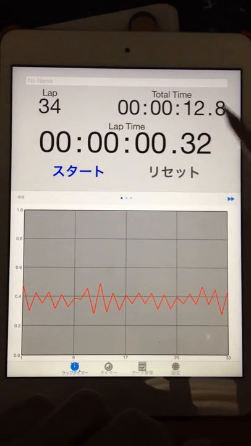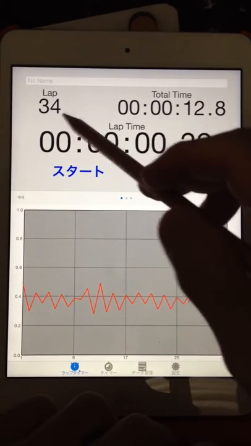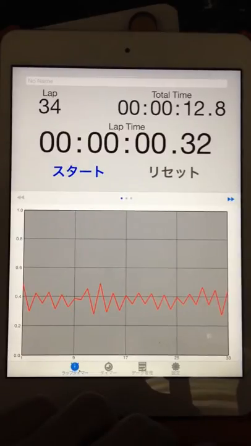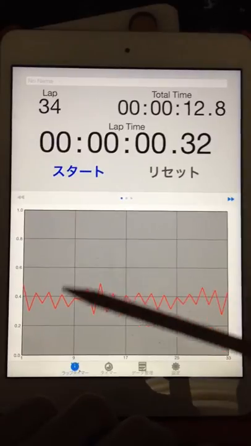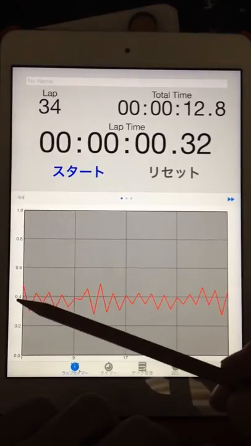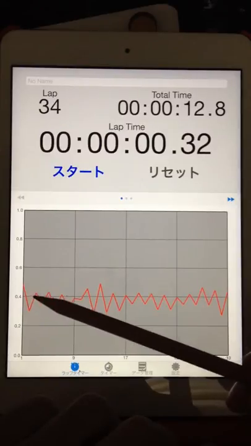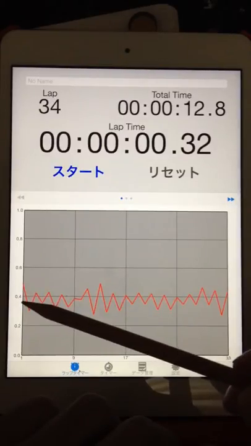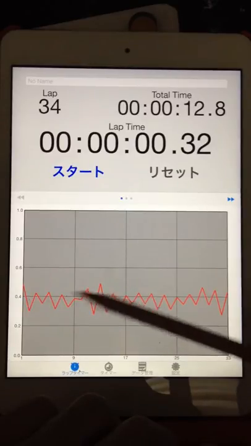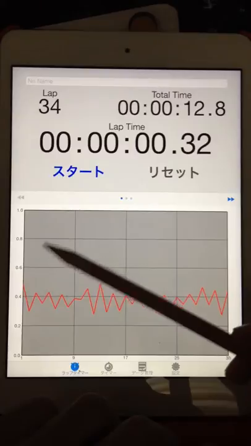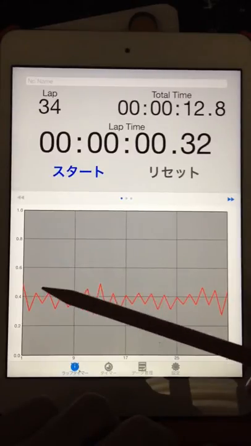Today, 12.8 seconds for 3, 4 laps. Multiply 2 equals 7.75 seconds for 1 beat front and back. 0.4 seconds. So mean time is 0.37, like that. So 1 beat is 0.7 something seconds.